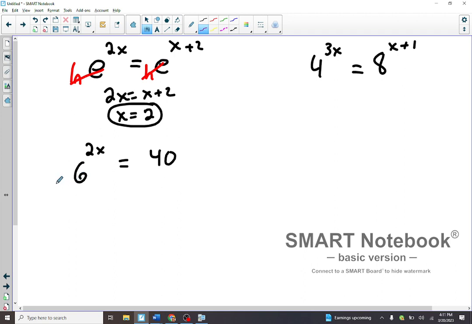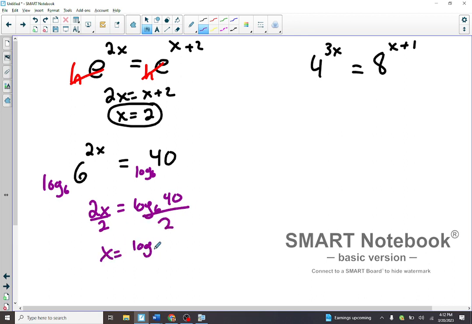So log base 6. In this case, I'm going to have to do log base 6 on both sides. Then it's 2x equals. Why didn't you do a common log base 40? In this one I can't, because there's no way I can make 40 into some power of 6. This one I will do that, but this one no. So then it's log base 6 of 40, and then I divide both sides by 2. So x equals log base 6 of 40, all divided by 2.